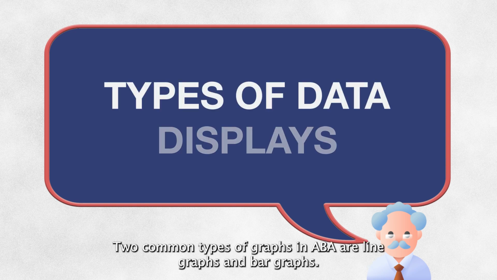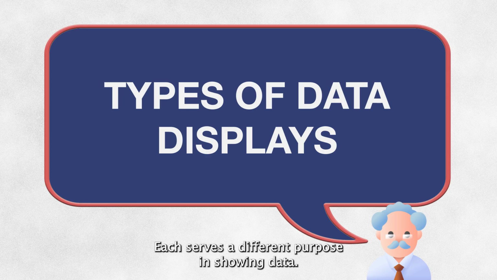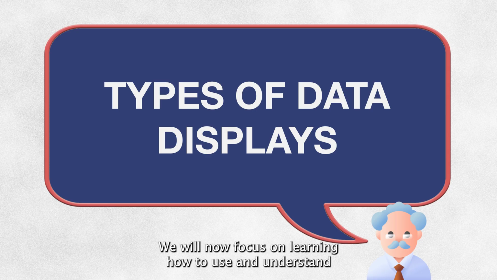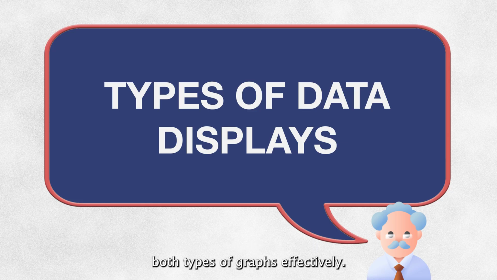Two common types of graphs in ABA are line graphs and bar graphs. Each serves a different purpose in showing data. We will now focus on learning how to use and understand both types of graphs effectively.